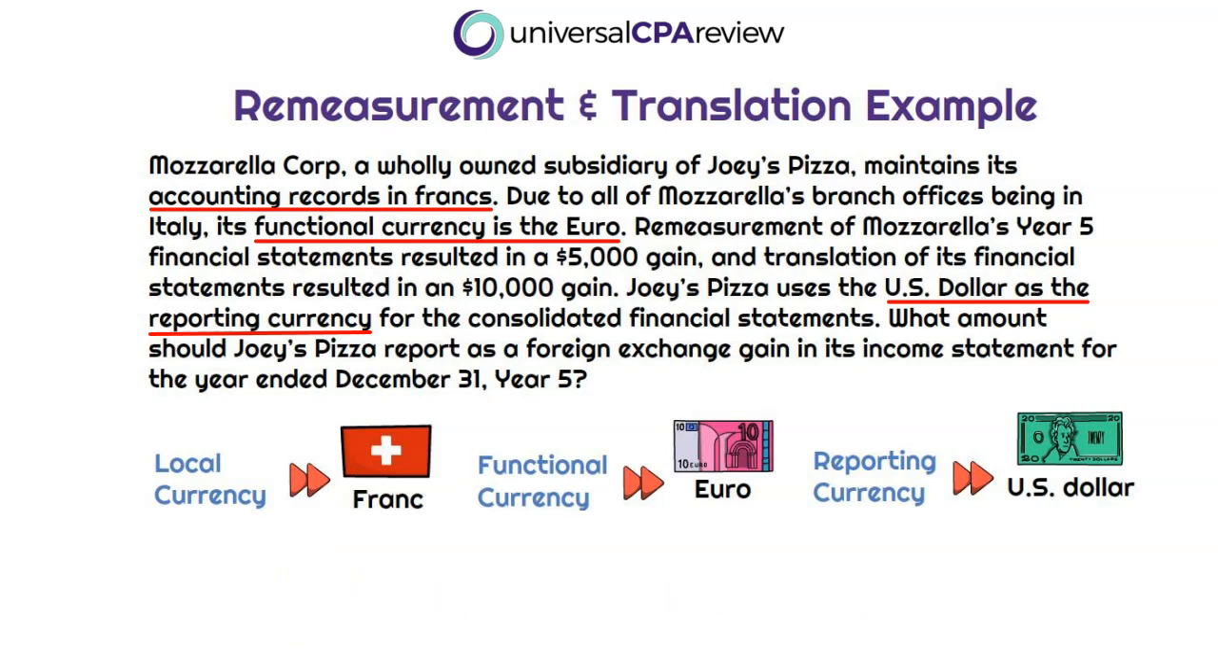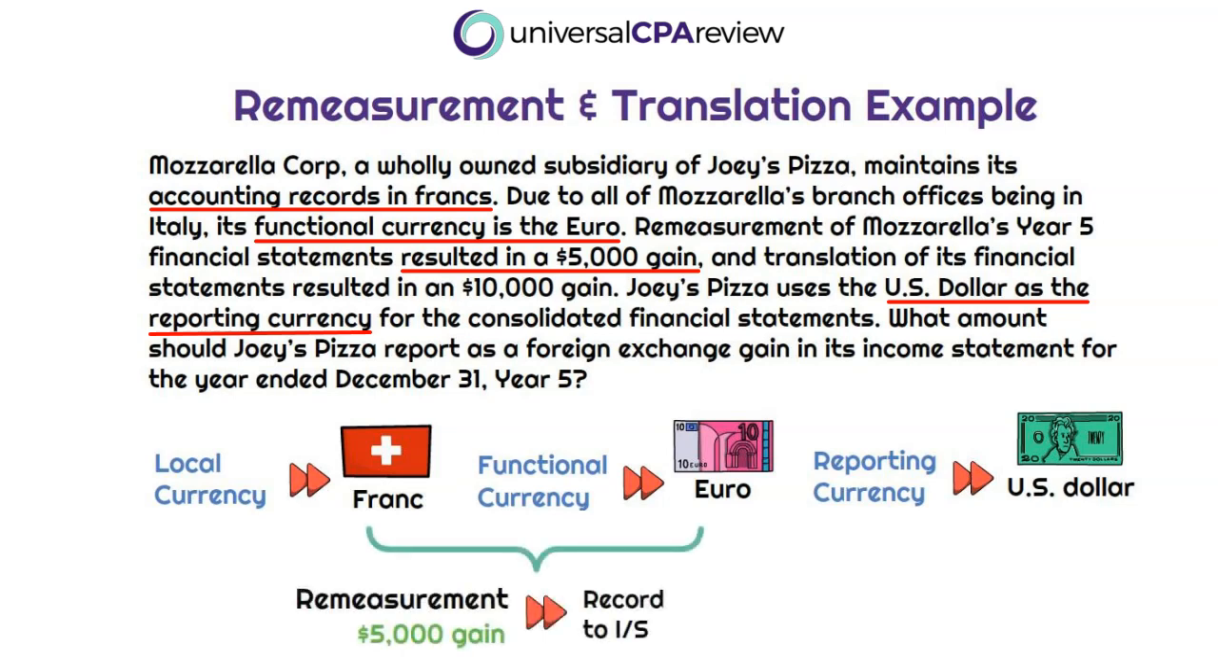So going back to the example, it says remeasurement of Mozzarella's year 5 financial statements resulted in a $5,000 gain. So how are we going to treat this? Well, when we're going from the local currency to the functional currency, that's remeasurement. And if you remember from our visual, all remeasurement gains and losses are recorded directly to the income statement in the period that remeasurement occurred. So that's going to be for year 5. We're going to put that $5,000 gain directly to the income statement in year 5.